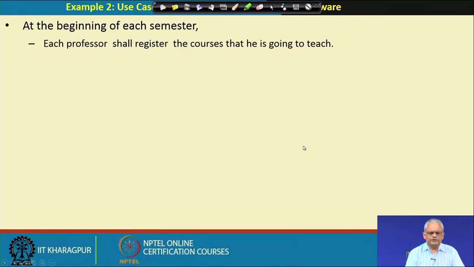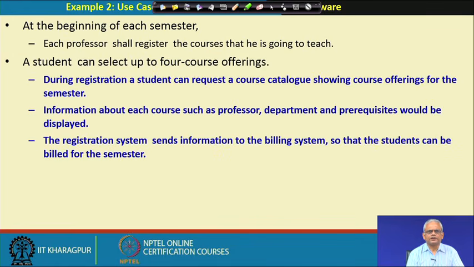At the beginning of each semester, each professor shall register the courses that he is going to teach. So, into the software, each professor will enter the course details that he is going to teach, and once the professors have entered their courses, the students can select up to 4 course offerings, and during the registration a student can request a catalog showing various course offerings for that semester.